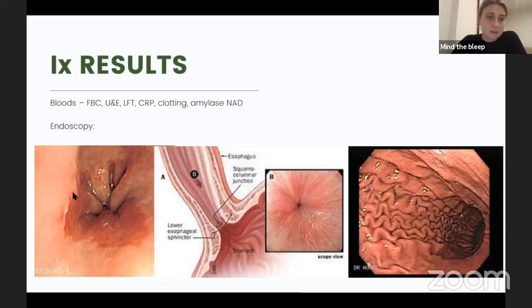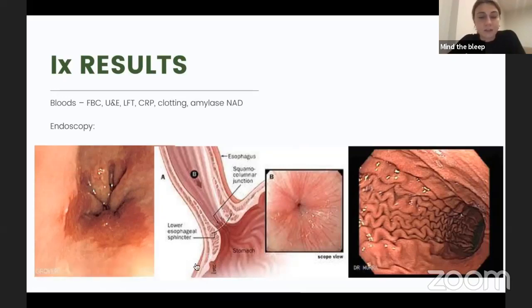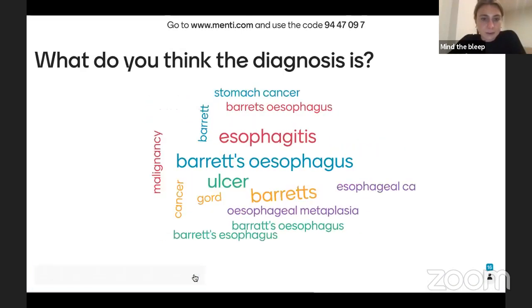And same in here, this is Barrett's esophagus. And this in here is not a tumor. This is a normal appearance, at least on the macroscopical level. This is not cancer. This is just the esophageal gastric junction. All right, perfect.